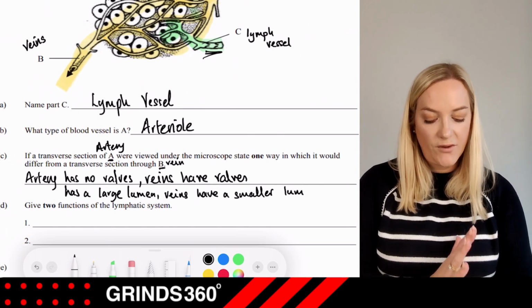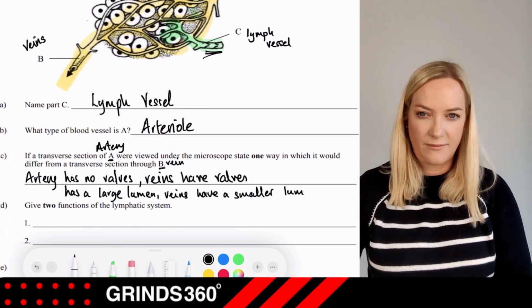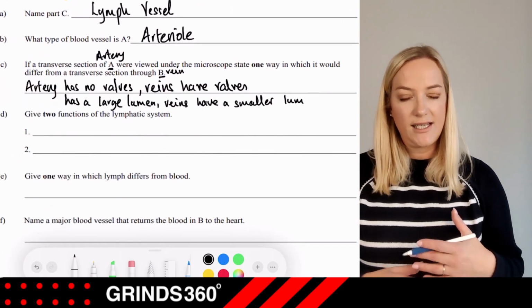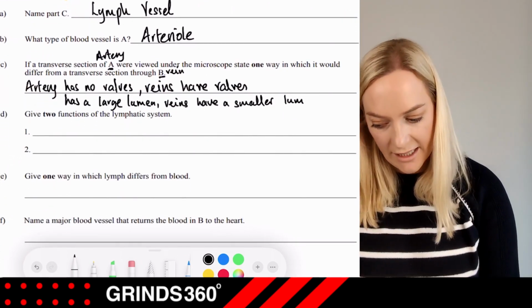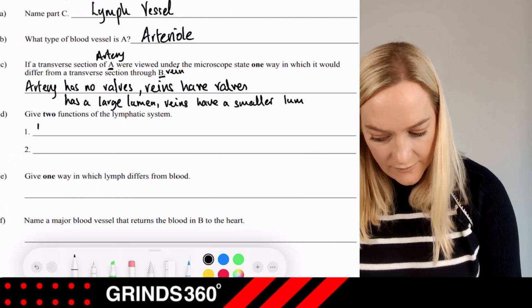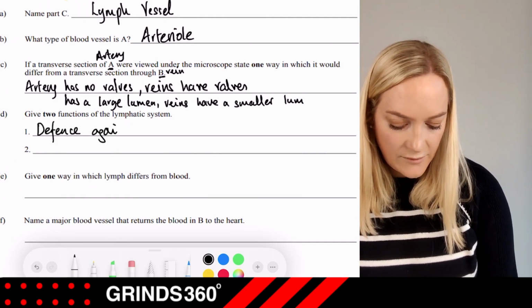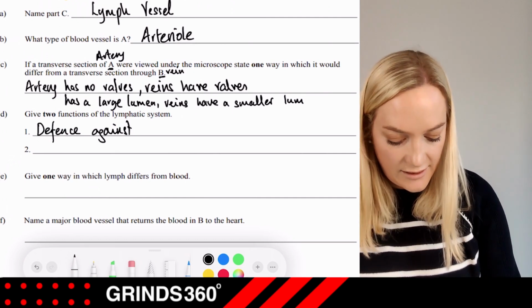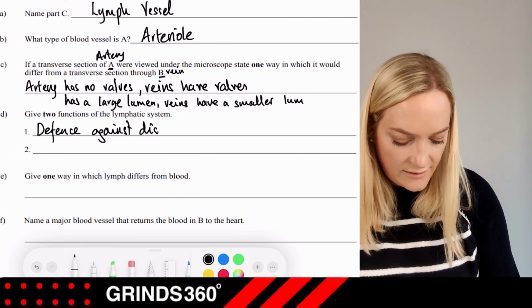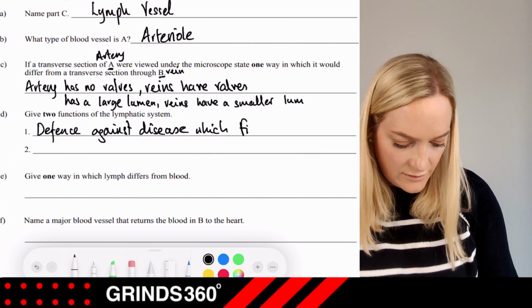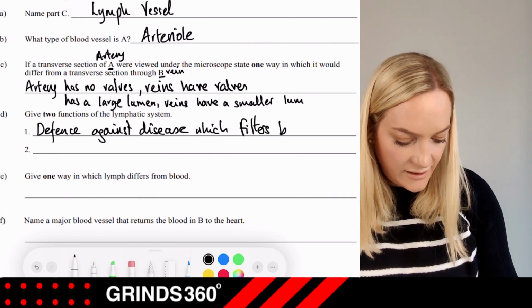Okay, say two functions of the lymphatic system. So two functions of our lymphatic system. We have defense against disease, and that's filtering bacteria. So we can write in here, defense against disease, which filters bacteria.